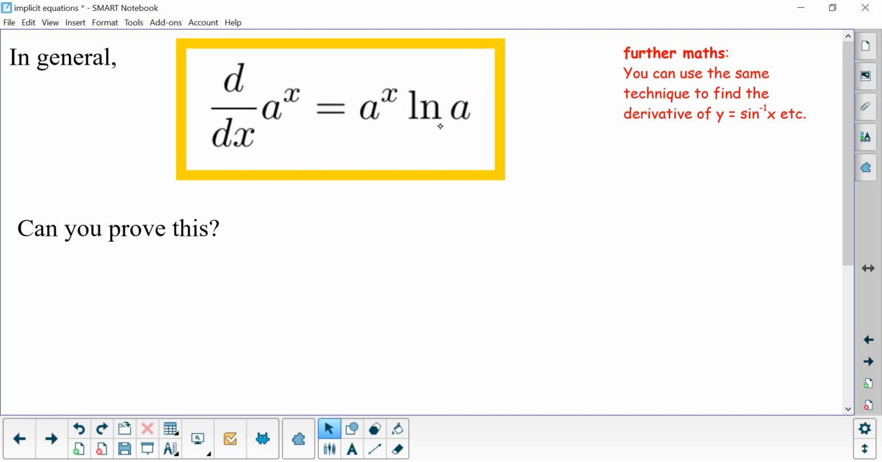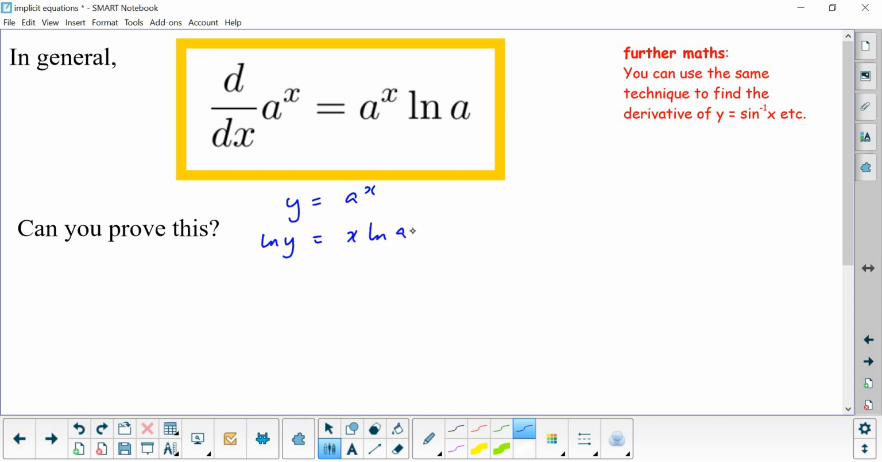If you're proving it, you would use exactly the same approach. So let's have y is a to the x. Then natural log y is going to be x natural log a. And if we differentiate implicitly, we get 1 over y dy by dx is natural log a.